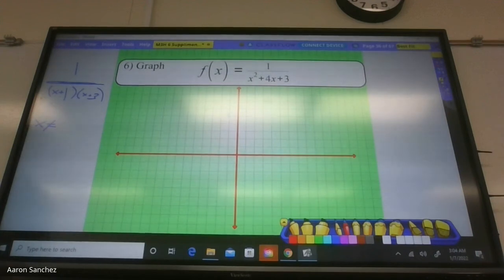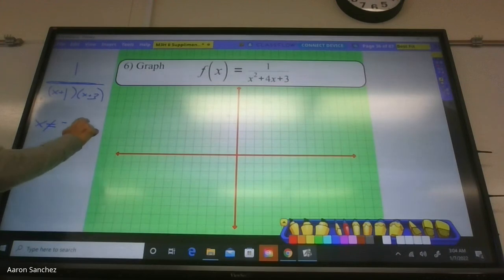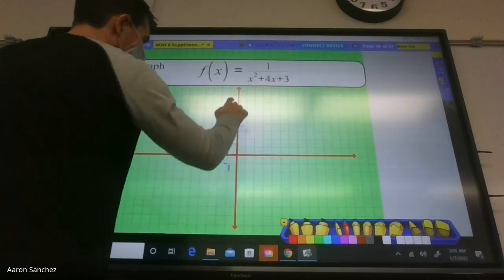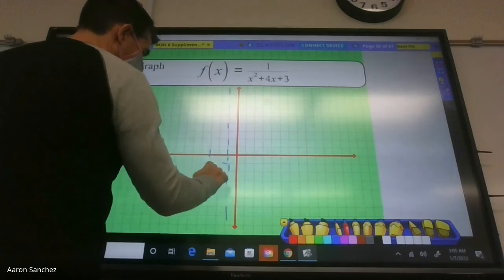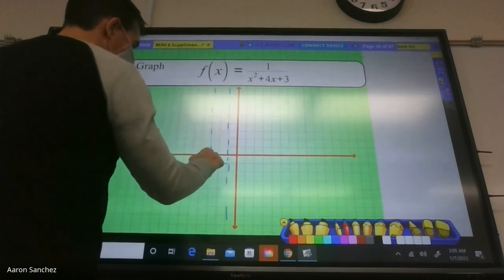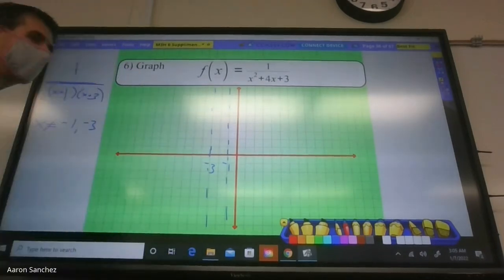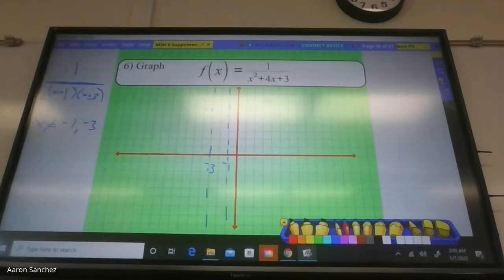If we can't find the zeros, what are we going to do next? Vertical asymptotes, which are what? -3, -1. So I got -1 and -3. What about my horizontal asymptotes? Okay, everyone's now mumbling the x-axis, and it is true.